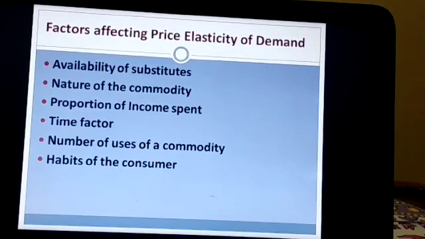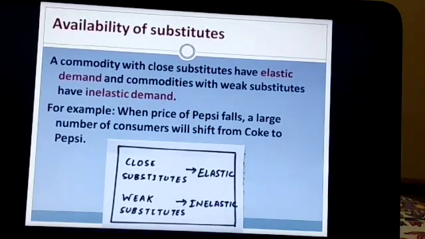Availability of substitutes, nature of the commodity, proportion of income spent, time factor, number of uses of a commodity, and habits of the consumer. We move on to the first point, that is availability of substitutes. How does availability of substitutes affect price elasticity of demand? What will be the extent of change? How much change will be there because of substitutes?